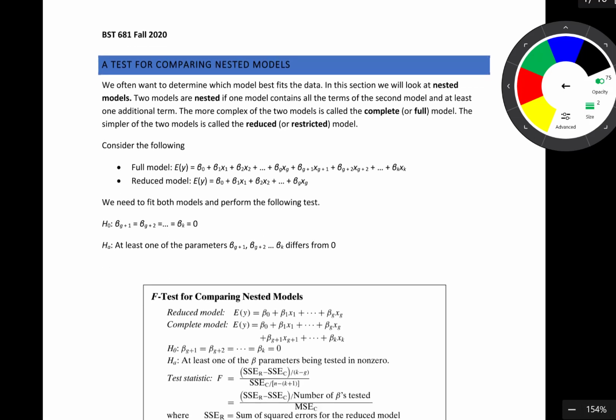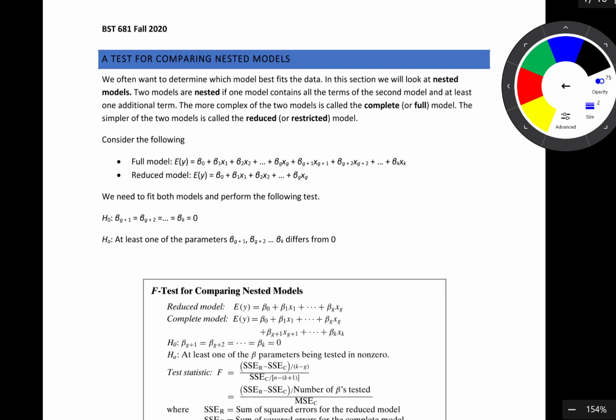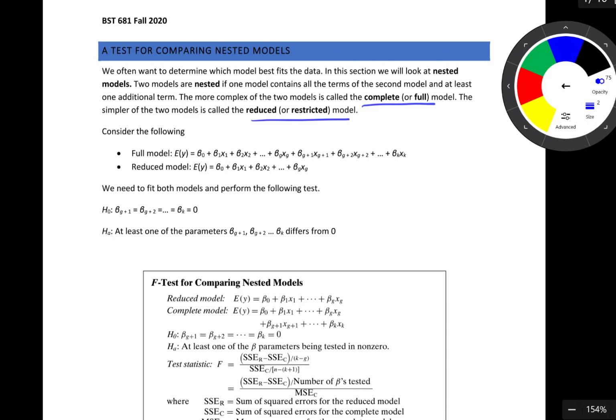All right. Next, we're going to look at what is called a test for comparing nested models. So we often want to determine which model best fits the data. So in this section, we're going to look at what's called a nested model. Two models are nested if one model contains all the terms of the second model and at least one additional term. So the more complex of the two models is called the complete or the full model, and the simpler is called the reduced or the restricted model. So we've got an example here.